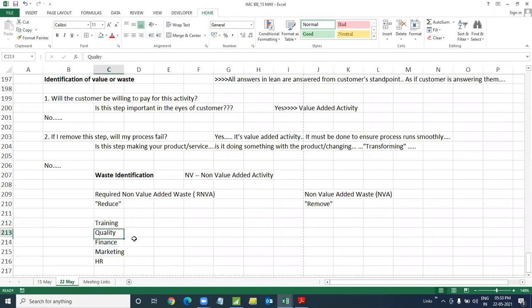But can you remove them? No. If you don't have the training team, who is going to train your staff? If you don't have a quality team, who's going to audit? You don't have finance, marketing, similarly HR. Bottom line, these are overhead costs which have to be there, but they are waste. What you need to do is think rationally and see if there is something you can reduce.